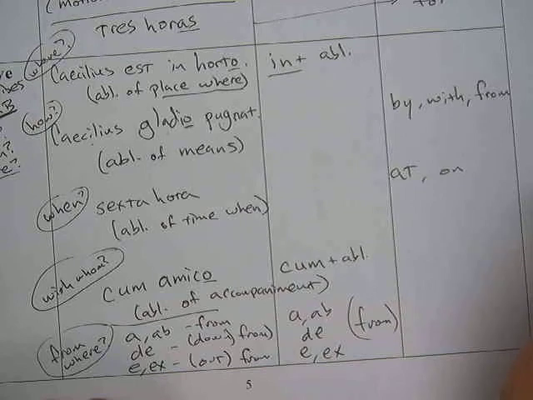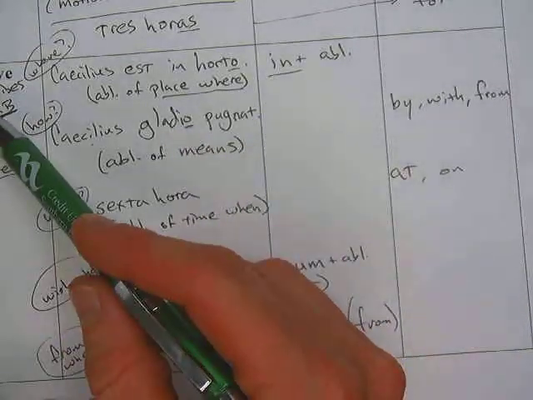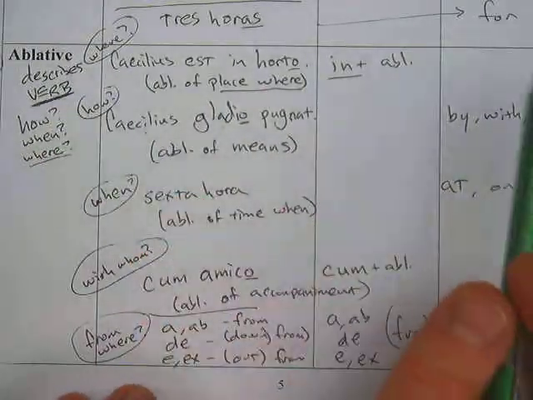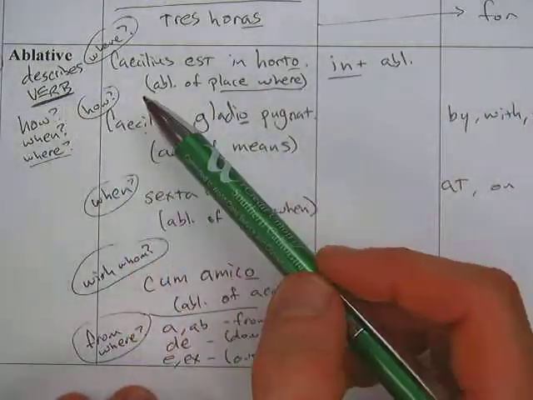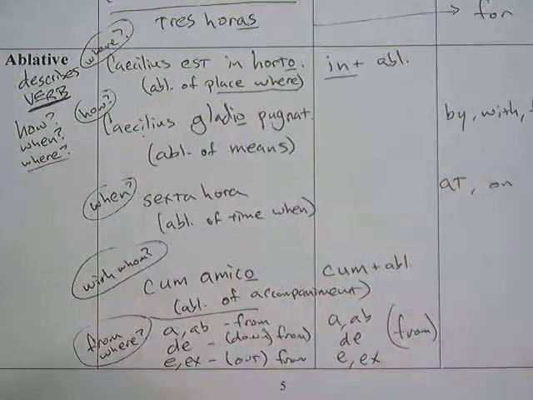So you have to be a little flexible with the ablative. Sometimes they're not always going to put a preposition, because the ablative is basically doing a description job. That's just what the ablative does. And in particular describing an action or a verb: where, how, when, with whom, from where, and so forth. That's what it's describing.